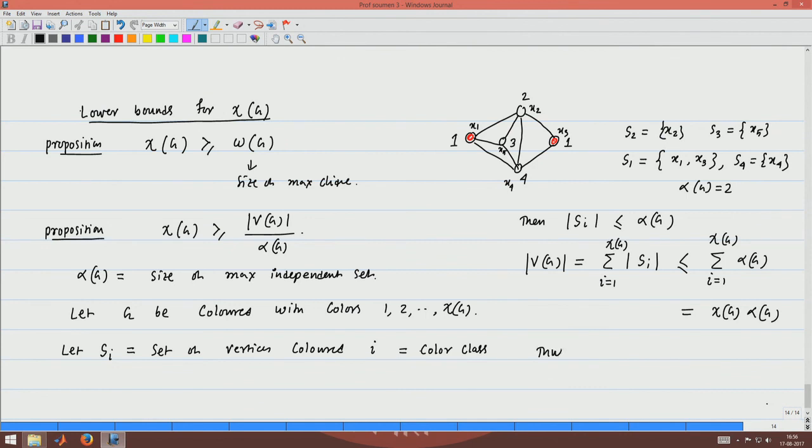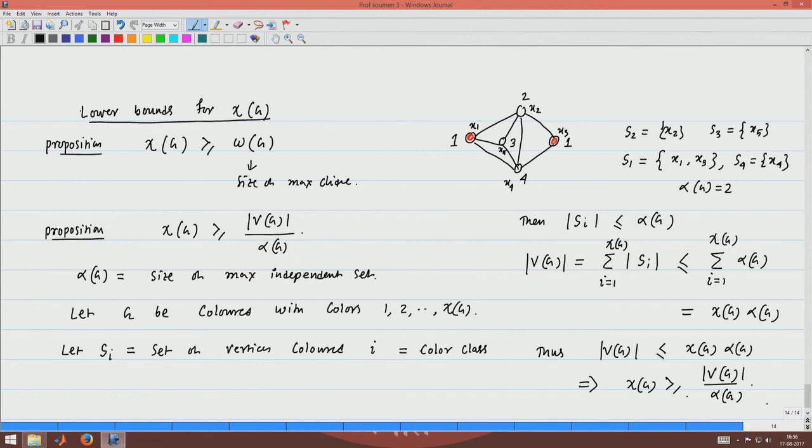Thus, what we got is that the cardinality of V(G) is smaller than or equal to chi G times alpha G, which implies chi G, the chromatic number of the graph G, is greater than or equal to V(G) divided by alpha G. So, this is the statement of this proposition.